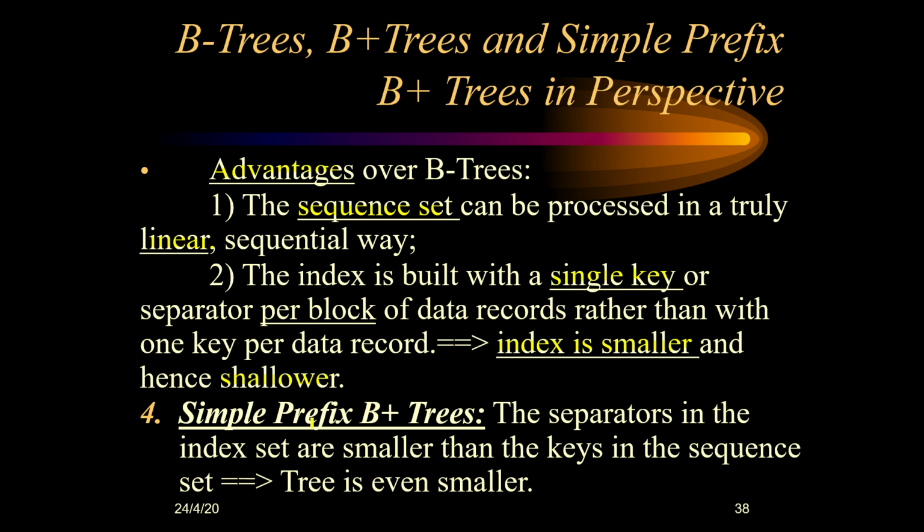Now we go for the next concept, that is simple prefix B plus trees. In simple prefix B plus trees, we have seen the concept that we use separators, where the separators are of variable length and use prefix keywords. In the sense, we use only short forms or prefixes of variable length, so that the space used will be very small. So we can tell that compared to B plus trees, the space used here for simple prefix trees is very small.